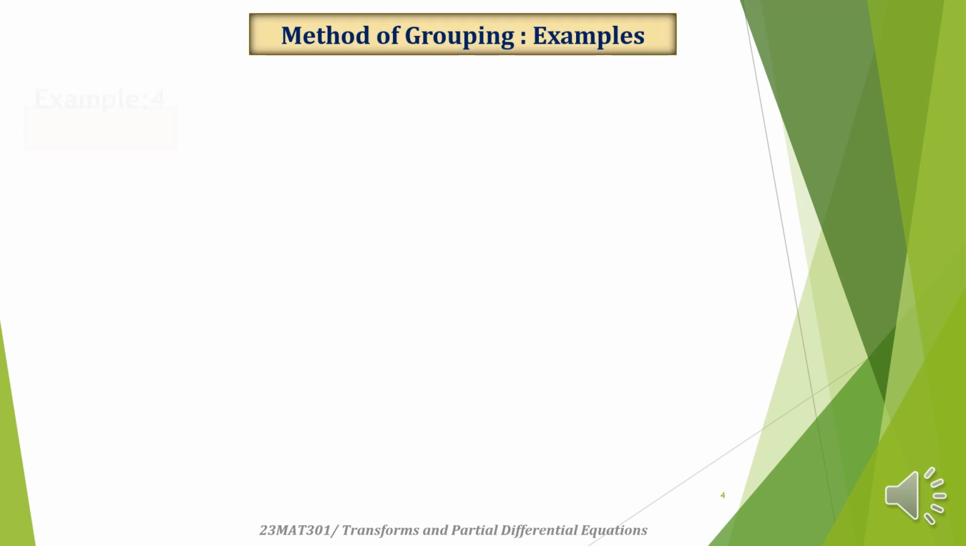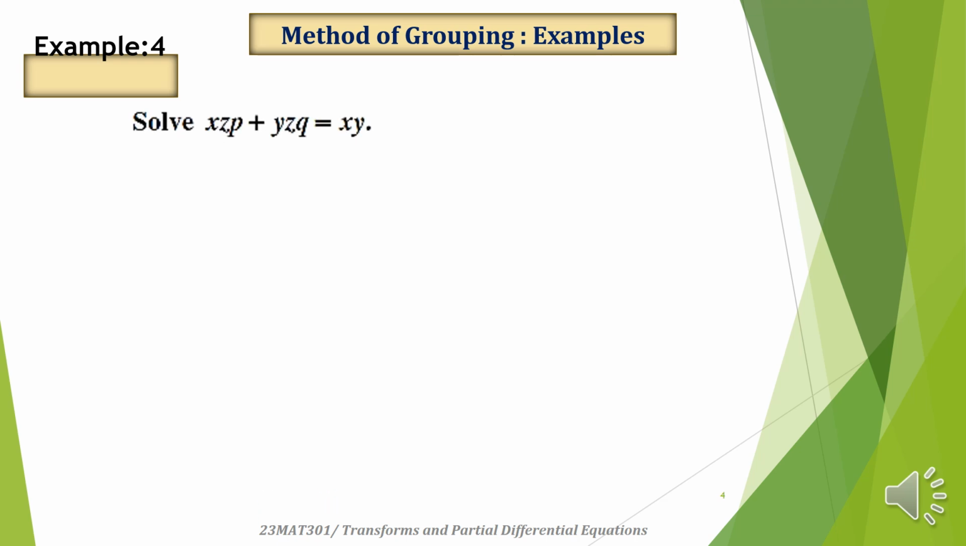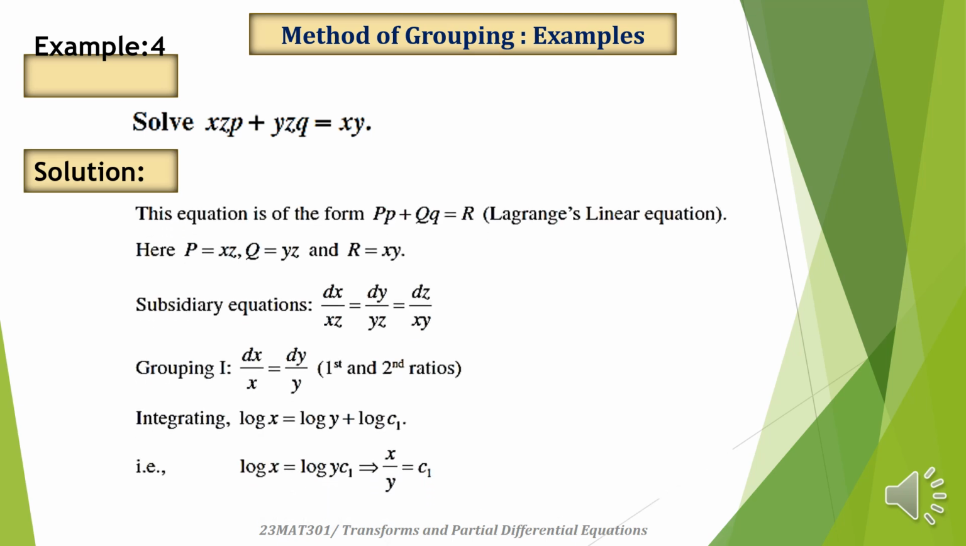Next question, method of grouping. So first we found the first method, now the next method is method of grouping. xz p plus yz q is equal to xy. So it would be of the form Pp plus Qq is equal to R, as usual. P, Q and R, and you will write the subsidiary equation. For grouping, you will take the first two, and for the second grouping you will take the 2nd and 3rd.